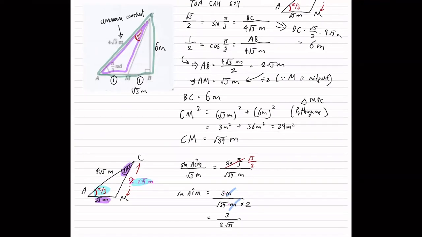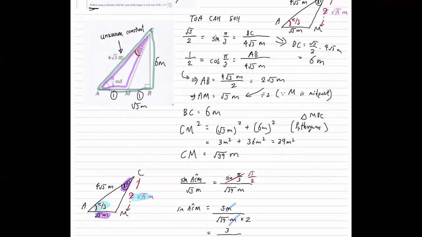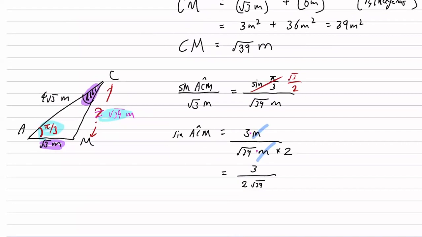Fill in the blank here. Did I fill in anything wrongly? I hope not. Let's see. So you want purple over purple: sine of angle ACM over root 3m. Then you want blue over blue: sine of the angle pi over 3 over square root 39m. Pi over 3 is 60 degrees, so sine 60 is root 3 over 2. That's okay so far. If I multiply by root 3m, yeah, it definitely works out.